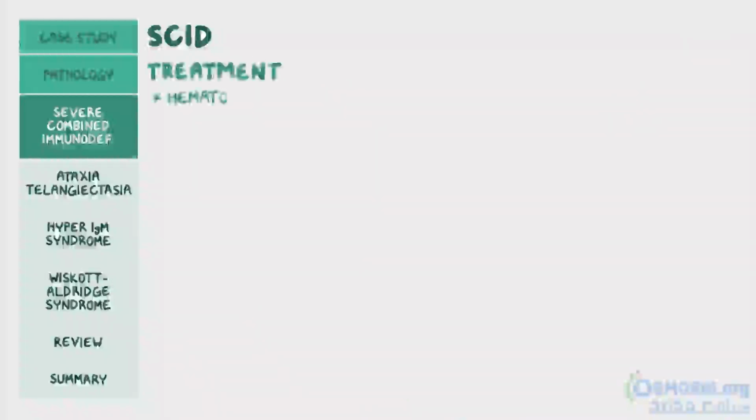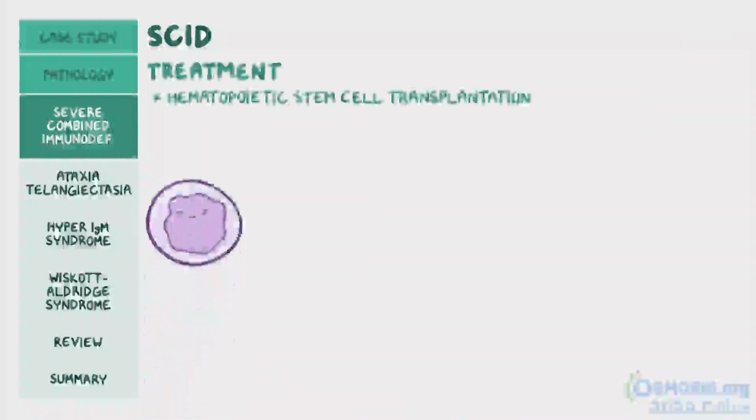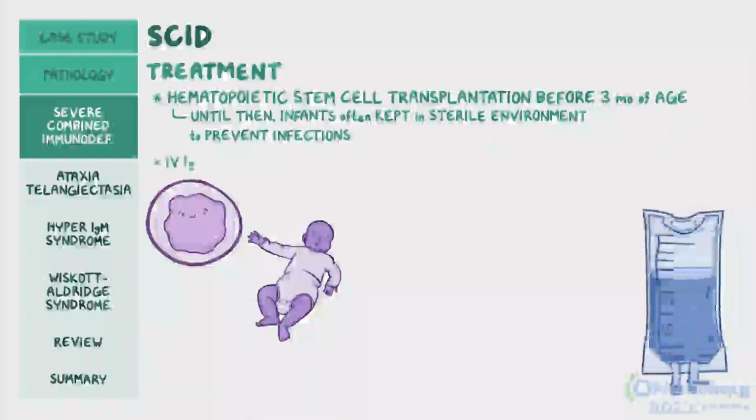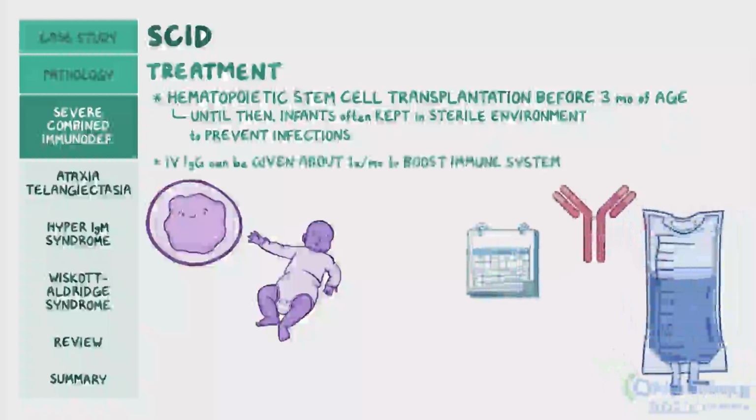For treatment, hematopoietic stem cell transplantation is recommended before 3 months of age. Until then, these infants are often kept in a sterile environment to prevent infections. In addition, intravenous IgG infusions can be given about once a month to help boost their immune system.